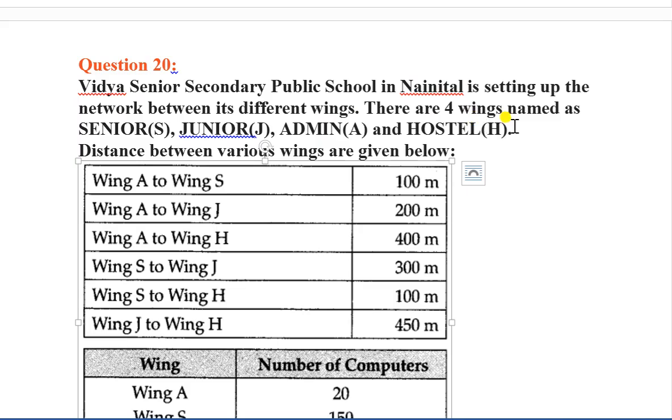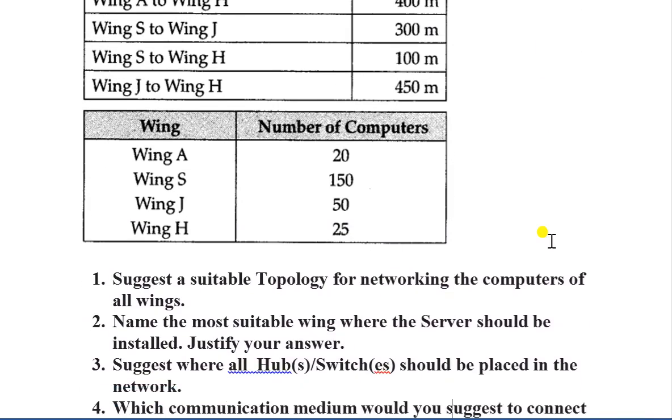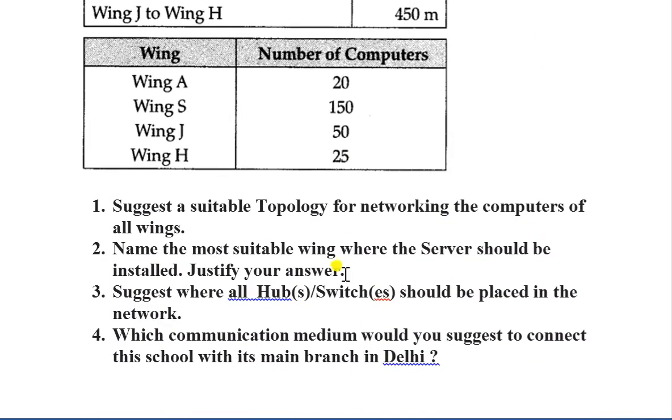Vidya Senior Secondary Public School in Nainital is setting up the network between its different wings. So there are 4 wings named senior, junior, admin and hostel. So distance between various wings are given. Then you have to give answers based on these tables. Okay. So these are total 20 questions.